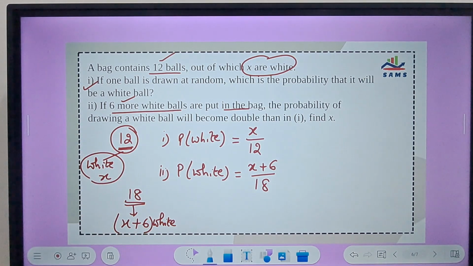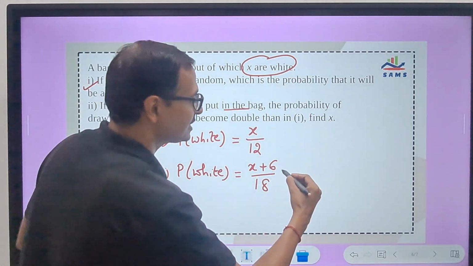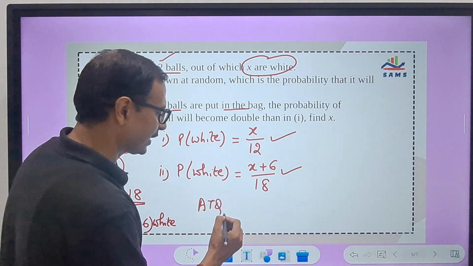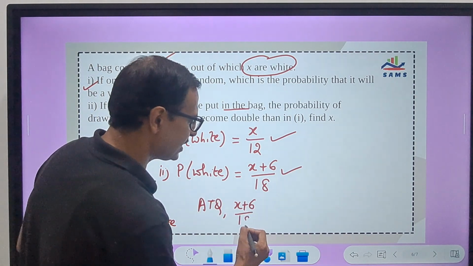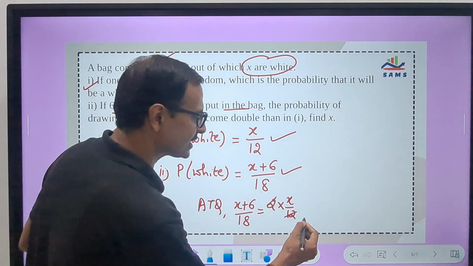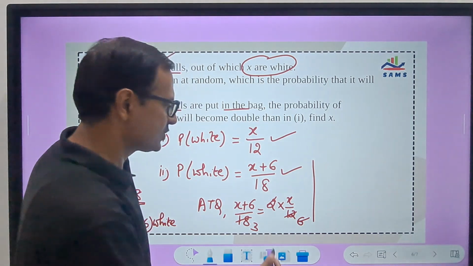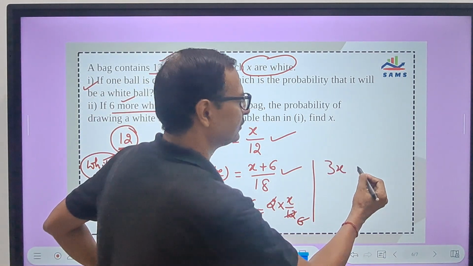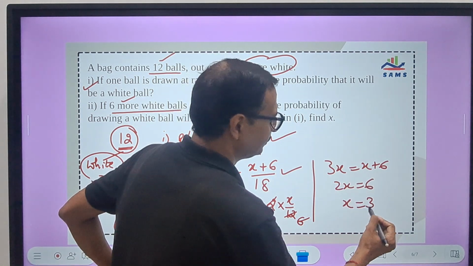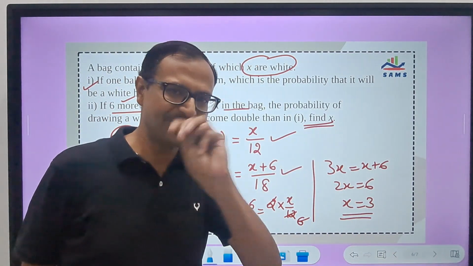And what has he given in the question? The probability of drawing a white ball will become double that of the first part. That means this one is double of the first part, right? So you can write, according to the question, X plus 6 upon 18 is equal to double of X upon 12. So the 2 cancels 12 6 times, 6 cancels 18 3 times. Just cross multiply and find the answer. So 3x equals X plus 6, 2x equals 6, x equals 3. That's what he was asking us to do, find x, and the value of x is 3.